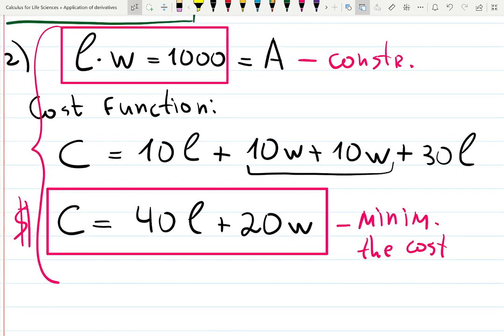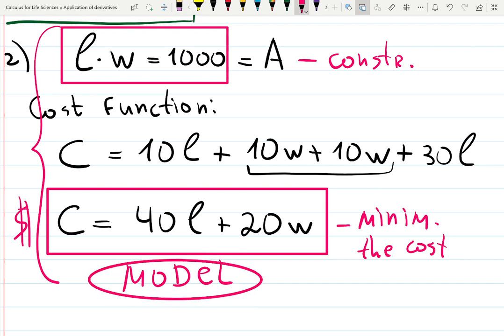We can minimize the cost, but only take into account that we have restrictions, that L times W is 1,000. And that is what you call a model. So this is your experience of building a model. I told you some universities have a class called modeling, and they do physics, biology, and math at the same time. It's very interesting. And you even have tools in your hands, and you play with them, and you try to build it yourself.